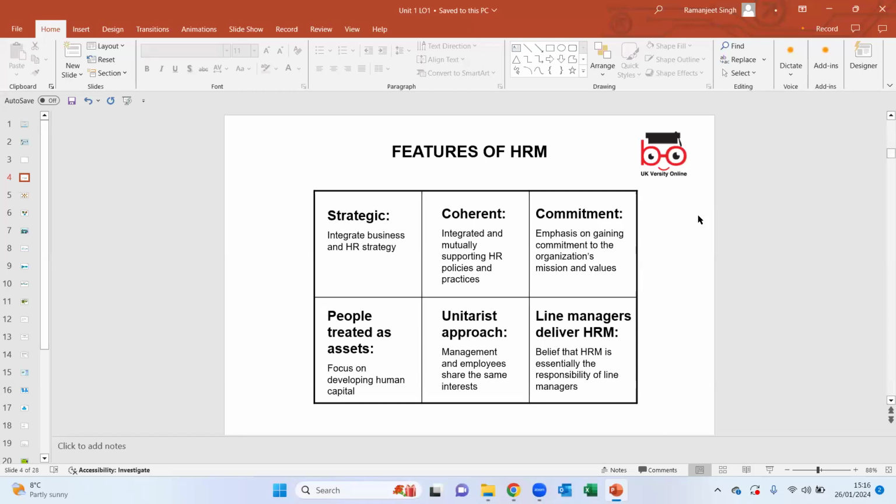Then there's something known as a unitarian approach, which essentially means having unanimity between the management and the employees. For example, if the senior leaders, or what we call management over here, a set of 20 people who are usually the highest people in the organization, feel that there should be a strict dress code policy that should be followed, the associates should be agreeing to that as well.